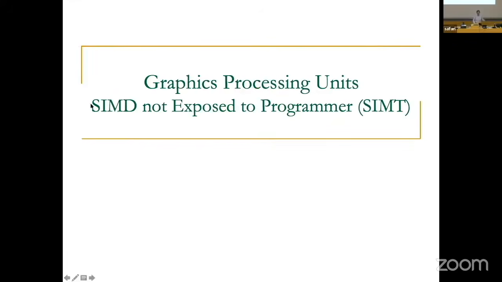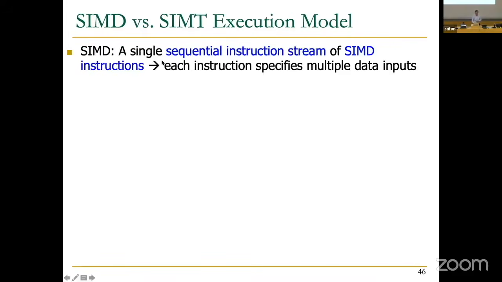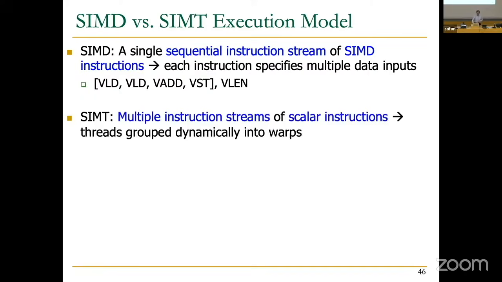So basically, graphics processing units are SIMD that are not exposed to the programmer, if you will. Threads are exposed to the programmer, but underlying, we do something else. So let me discuss this a little bit more. What is SIMD? SIMD, what we have done last week, we have a sequential instruction stream. Actually, we did it a few minutes ago also. We have a sequential instruction stream of SIMD instructions. Vector load, vector add, vector store, right? We've seen that earlier. Each instruction specifies multiple data inputs. You need these instructions, and you need a vector length. I'm ignoring the vector mask for now. We're going to treat that interestingly soon.